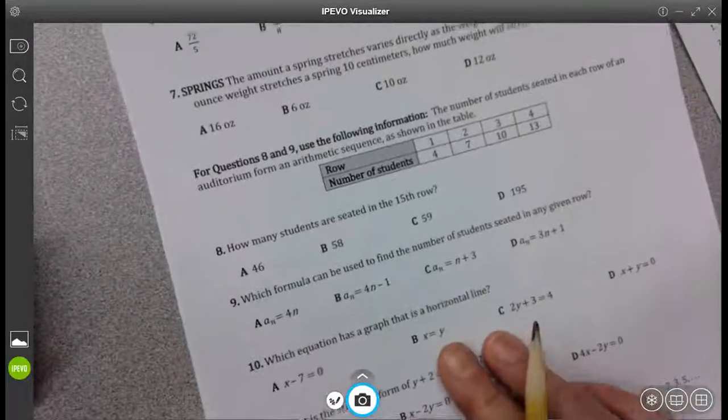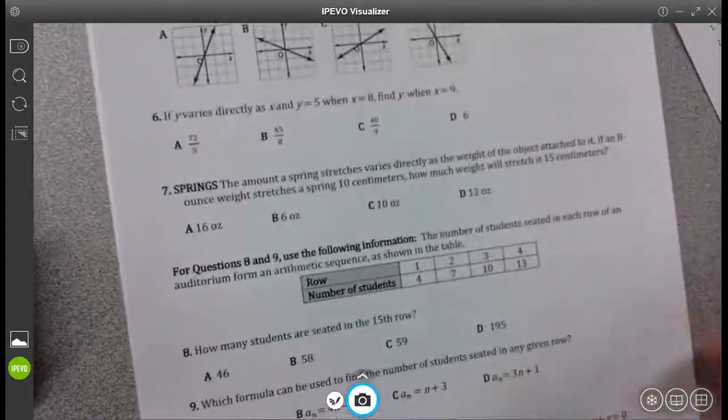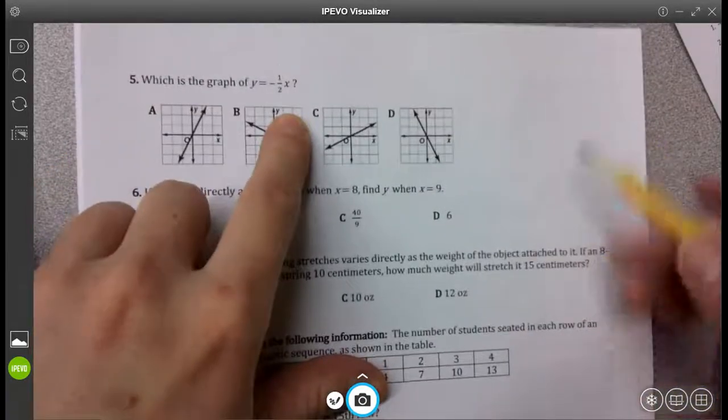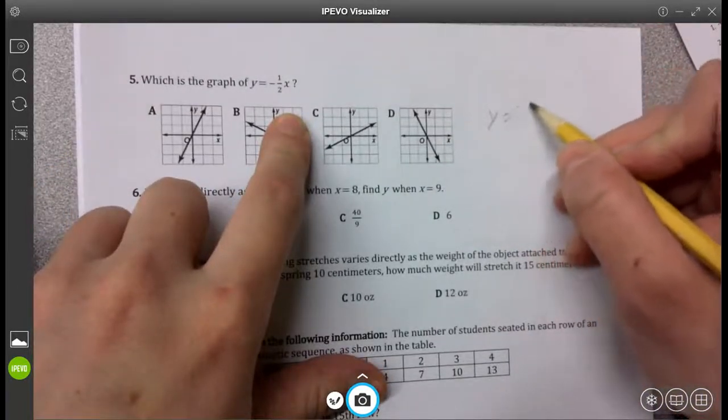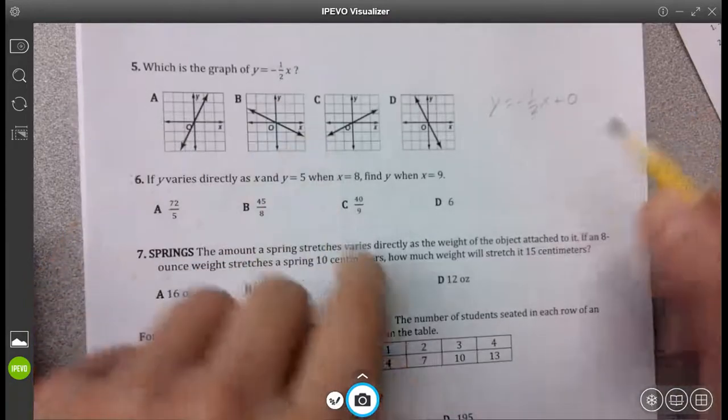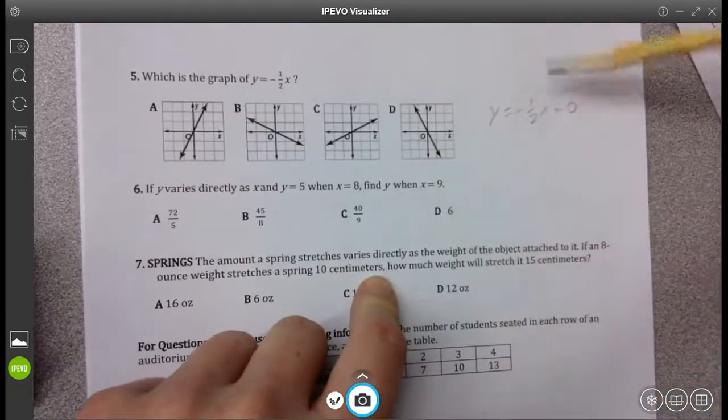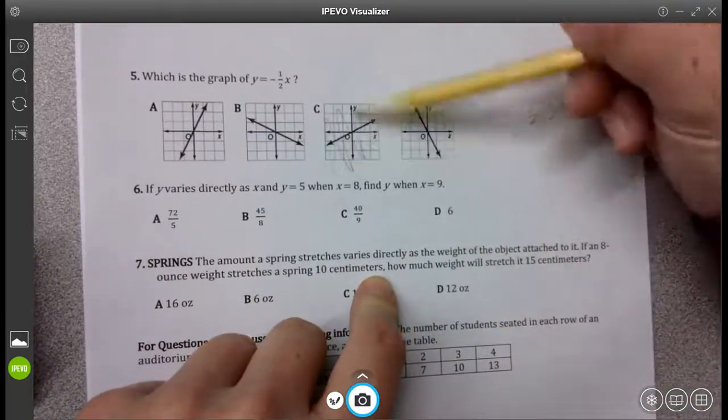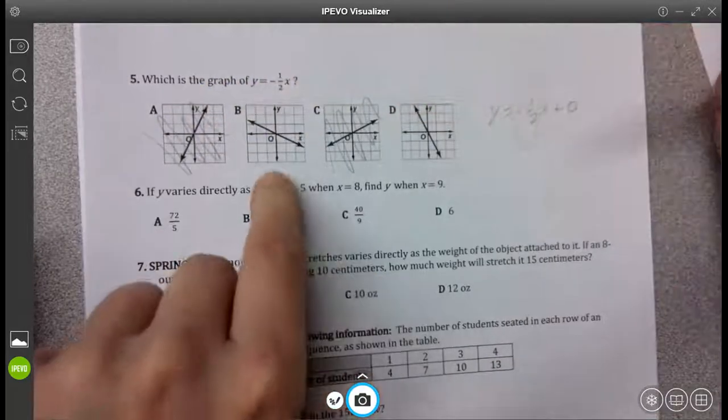We're going to keep going. We're almost done with chapter 3. It says, what is the graph of negative 1/2 x? Well, when we say we begin with b and we move with m, there's no b here, so we start at 0. All right, so first of all, which one has a negative slope? This is a positive slope. This is a positive slope, okay?